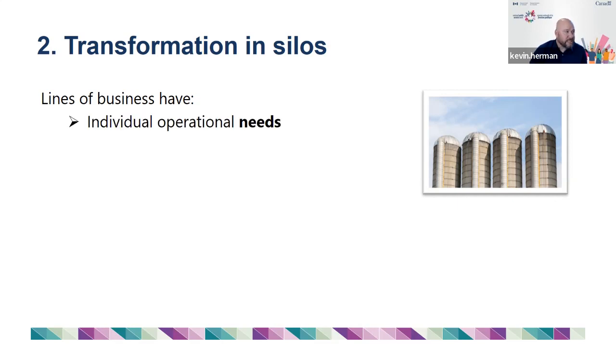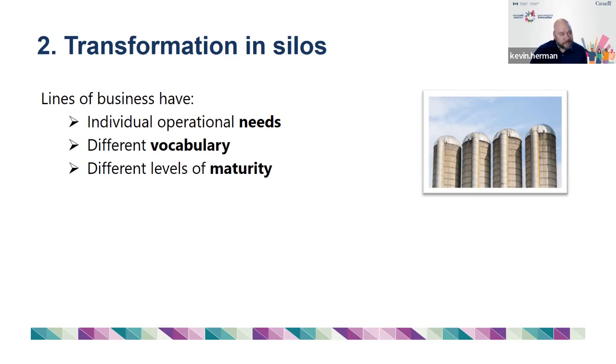So when we have lines of business, they often have individual operational needs. Obviously those are always in contention with your strategy and where you want to be. How do we know what they're doing versus where we want to go? They often have different vocabulary between them. So they use different terms for what they do, even if they might be the same thing, we refer to them differently.